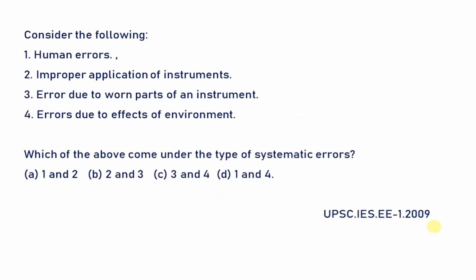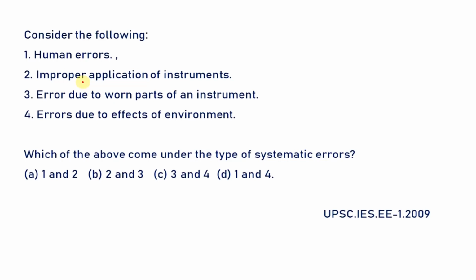So the question asked here is, consider the following. Option 1, human errors; improper application of instruments; error due to worn parts of an instrument; errors due to effects of environment. Which of the above come under the type of systematic errors? So we know that systematic error means the errors caused by systems only. So let's go through the options.